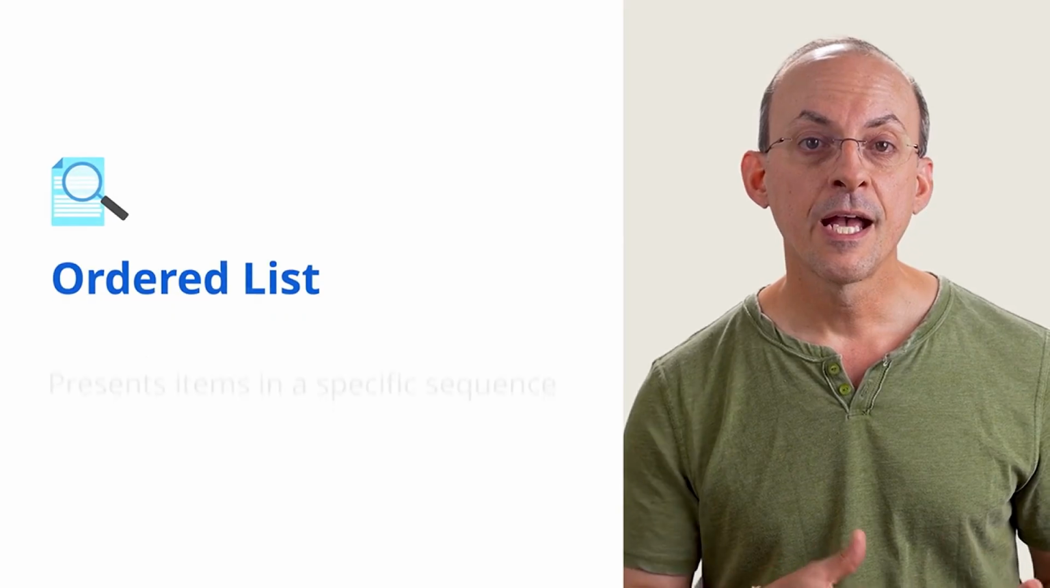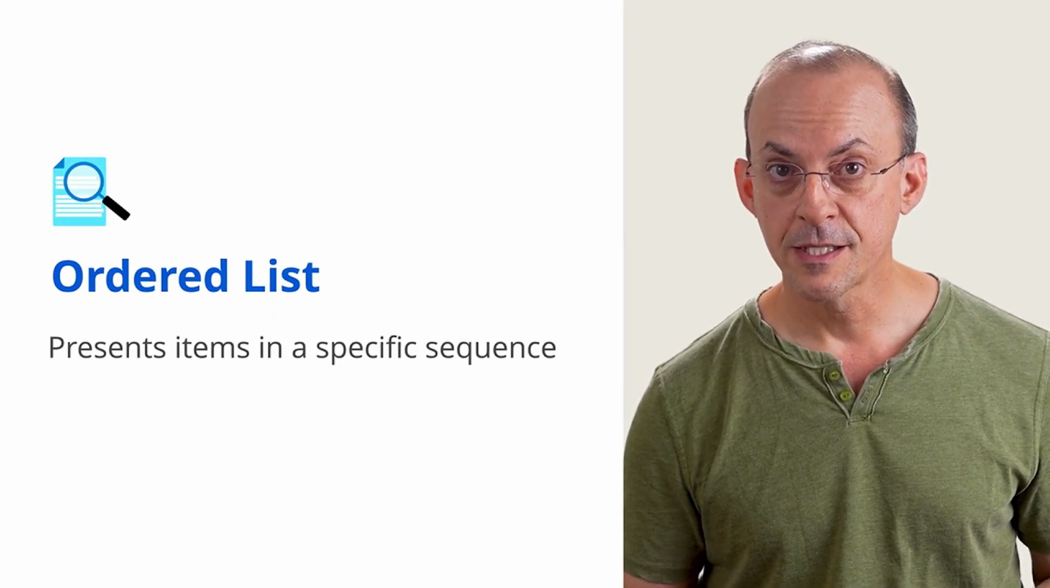Lists are ideal for displaying items in a specific order, like steps in a process, or for grouping items without any particular sequence, such as a collection of features. HTML provides 2 types of lists: unordered and ordered. An ordered list is also known as a numbered list.